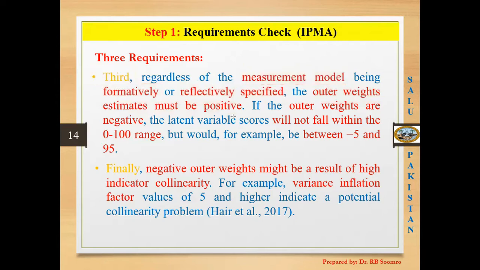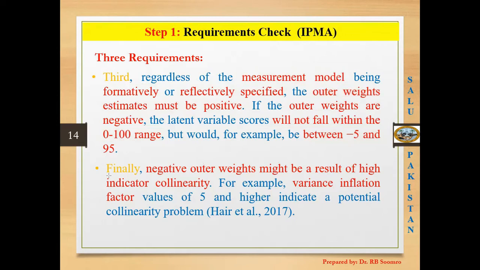Another important thing is that if the outer weights are negative, then our score will not remain within 0 to 100. If someone is negative, then our score will be from minus 5 to positive 95. So in this way, we are out of the range of 0 to 100. That's why it is important that our outer weights must be positive.